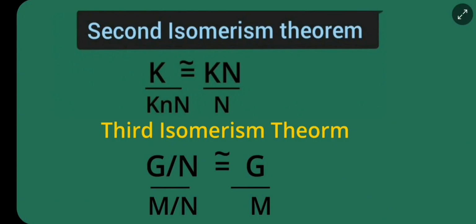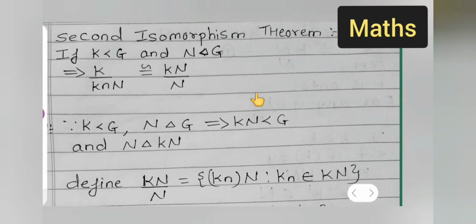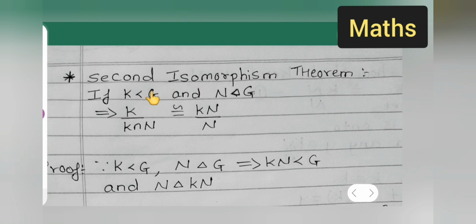So in today's lecture, I am going to prove the second isomorphism theorem along with the third isomorphism theorem. So you all can take down the second isomorphism theorem. If K is a subgroup of G, and N is a normal subgroup of G, then you all have K upon K intersection N is isomorphic to KN upon N.